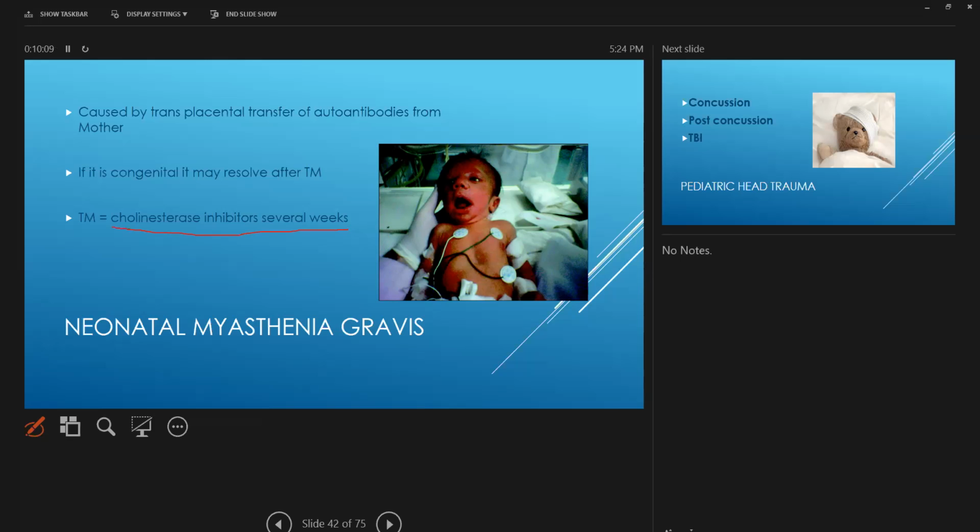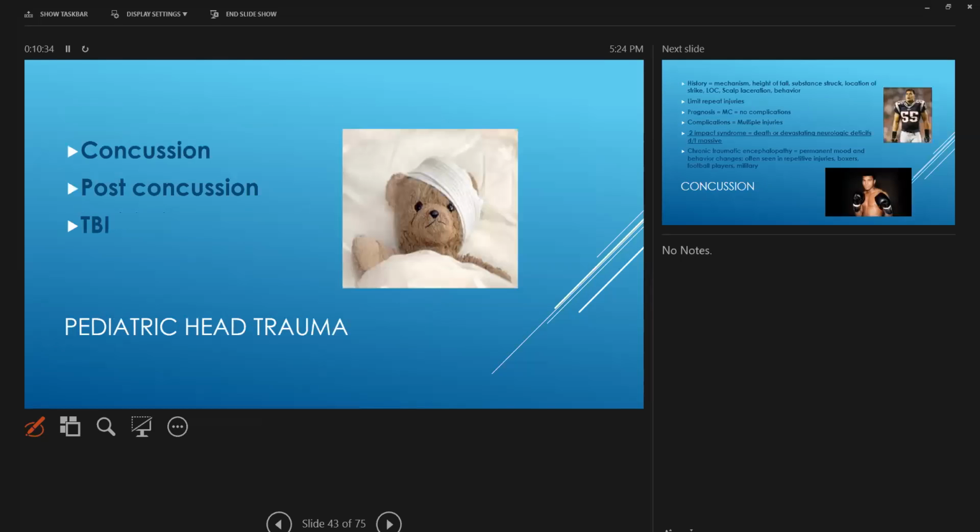And so once we inhibit these cholinesterase enzymes, then we will be able to get this kid breathing better and have his muscles work a lot better. So it's transient. It's only going to last until we treat for a few weeks, and the child really has a good prognosis after that.